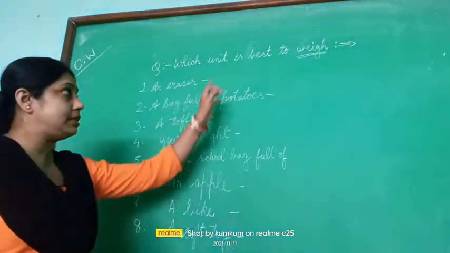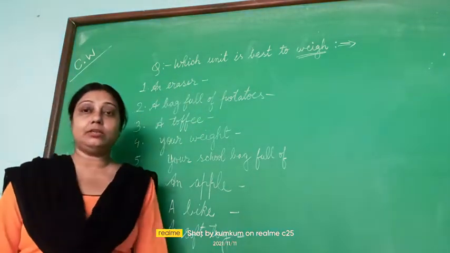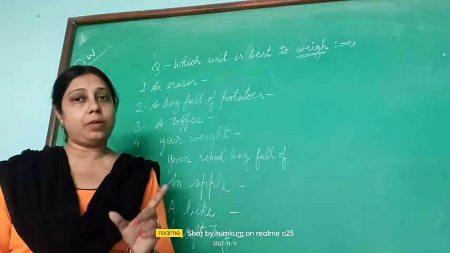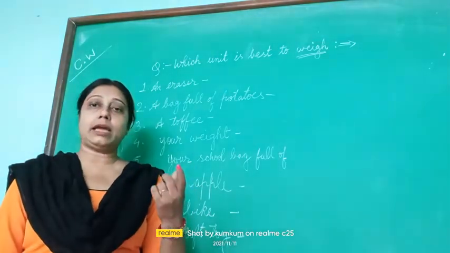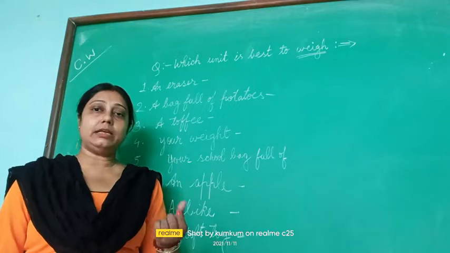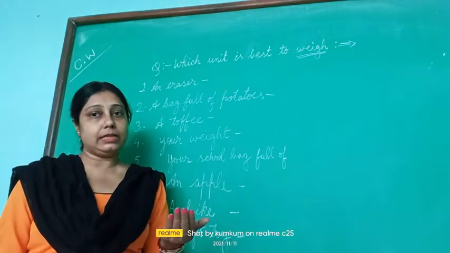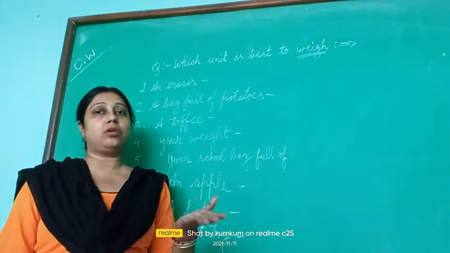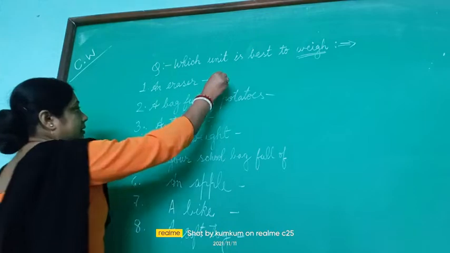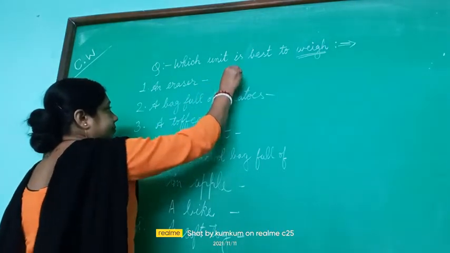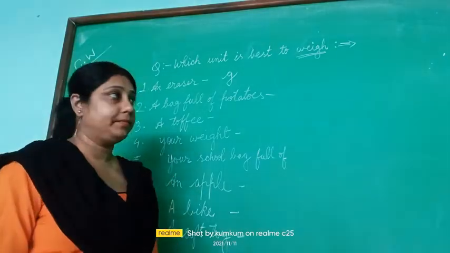Now, which unit is best to weigh an eraser? Children, everyone has an eraser in your pencil box. Take it out and hold it. You will see the weight of an eraser is very less. It is light. So lighter objects we always measure in gram. So an eraser will be measured in gram and so we have written g.